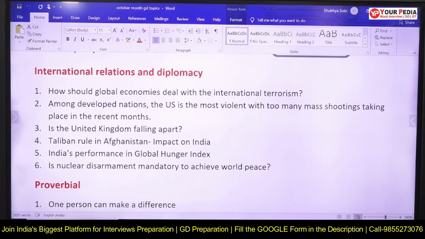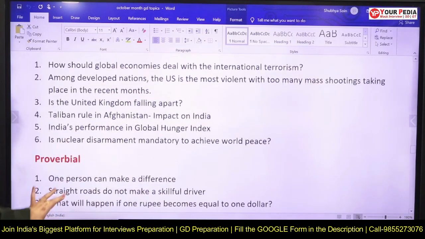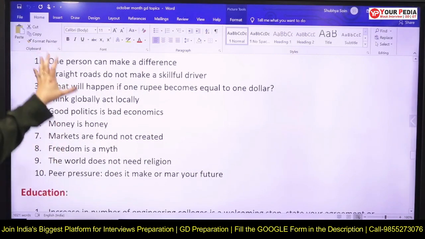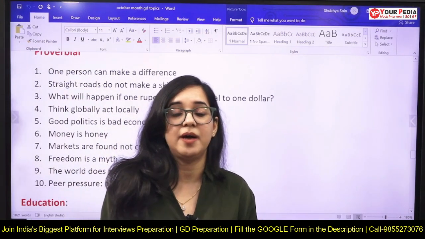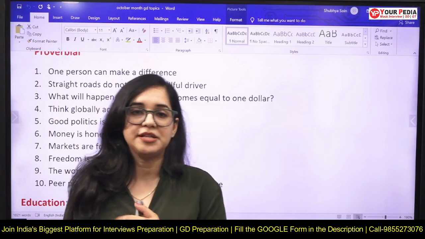India's performance in the Global Hunger Index. Is nuclear disarmament mandatory to achieve world peace? Proverbial topics: here I am covering some of the abstract topics also. Basically, a proverbial topic means something like money can't buy happiness, or straight roads do not make a skillful driver.